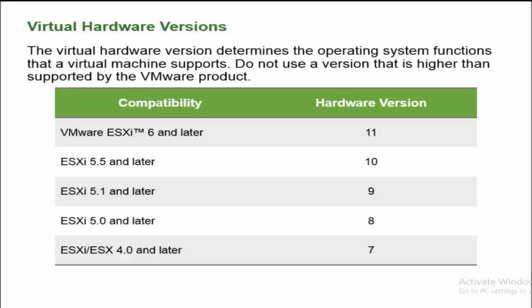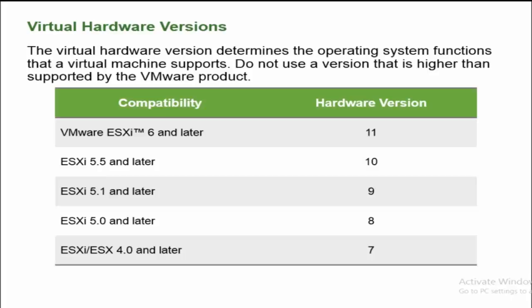Now talking about virtual hardware versions. As I said, with ESXi 6 and later, the supported virtual machine hardware version is 11. Each virtual machine has a compatibility level. Let's say you are running a 5.0 version, then the hardware support is 8, so it can support up to 8. That means it also supports hardware version 7. Got it?